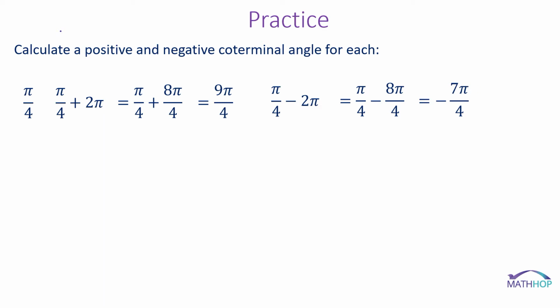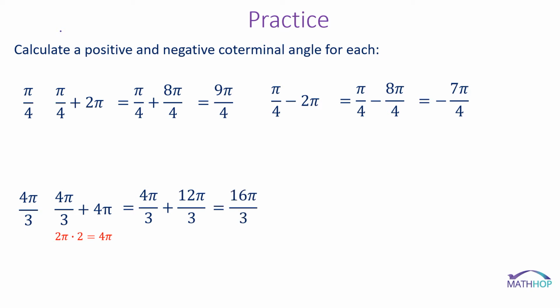Great, let's do one more. 4 pi over 3. And again, I want to find a positive and a negative coterminal angle. This time, I'm not going to add 2 pi. I'm going to add 4 pi, because if I do 2 rotations, that's 2 pi times 2, or 4 pi. Again, 4 pi has no denominator, so 4 times 3 is 12, so I'm going to have 12 pi over 3. 4 pi over 3 plus 12 pi over 3 is 16 pi over 3. That's my positive coterminal angle.